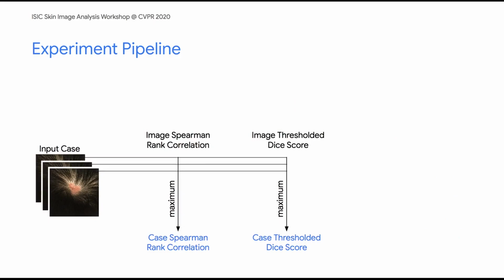Of course, for each case, there are multiple images, and we computed a Spearman rank correlation and a dice score for each one. We summarized each case by the single image with the highest Spearman rank correlation and the single image with the highest thresholded dice score. Of course, these were often the same image. This procedure took into account cases where only one or a few images contained content sufficient for diagnosis, so the model was not penalized for ignoring some less informative images in those cases.